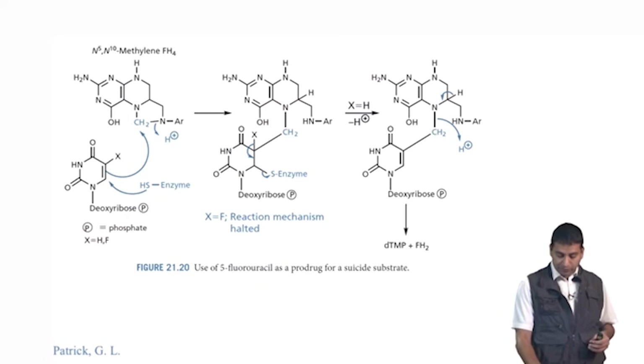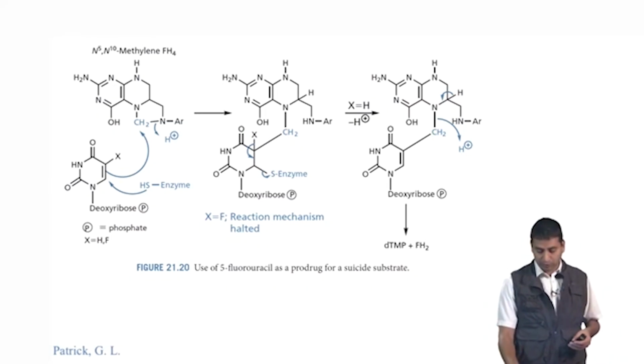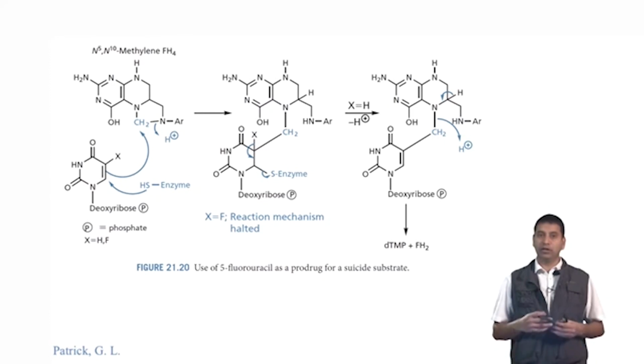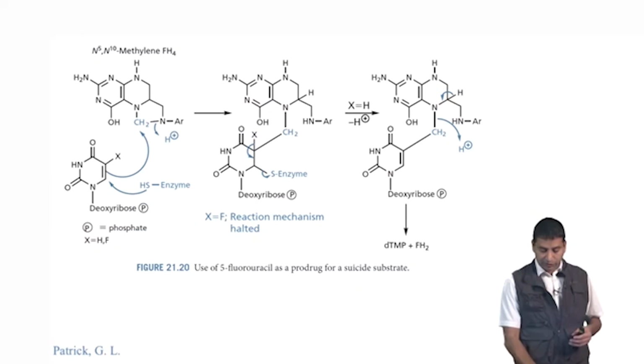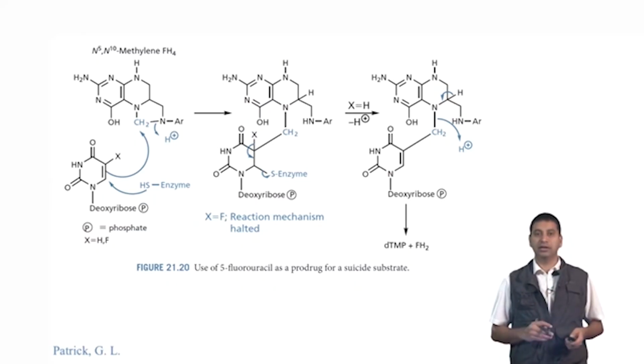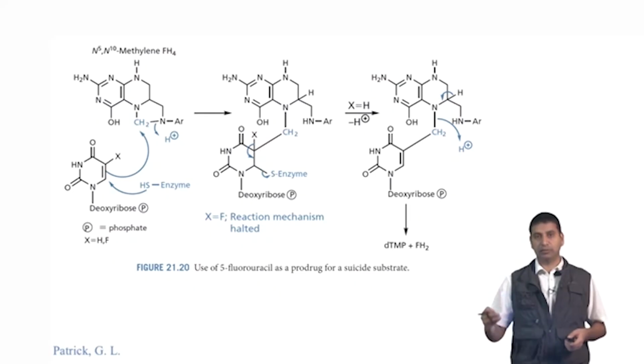The next step is, when X is hydrogen, it is going to lose H+ and reform the double bond as shown here. But when we do this reaction with fluorine, the second step is not possible, and so the reaction mechanism is halted. So here the isostere also plays a role in disrupting the mechanism.